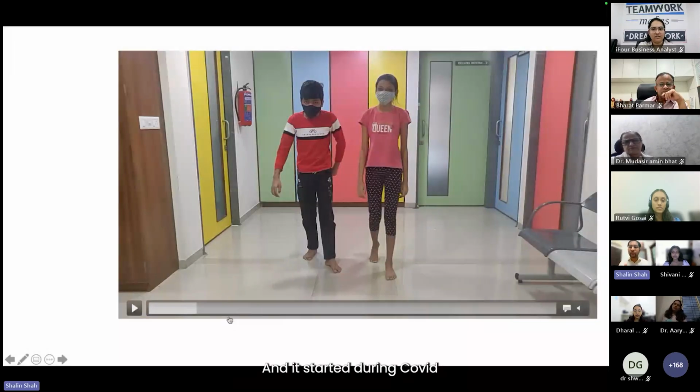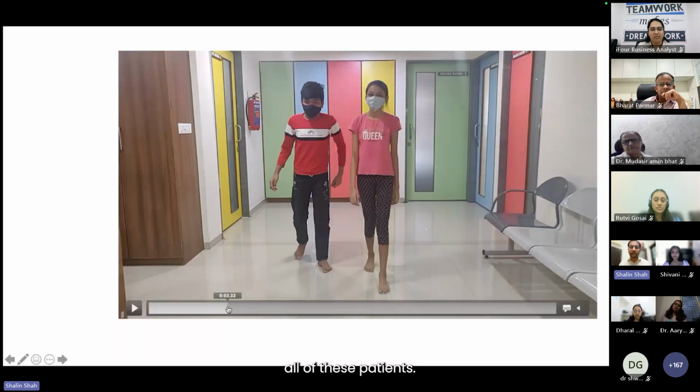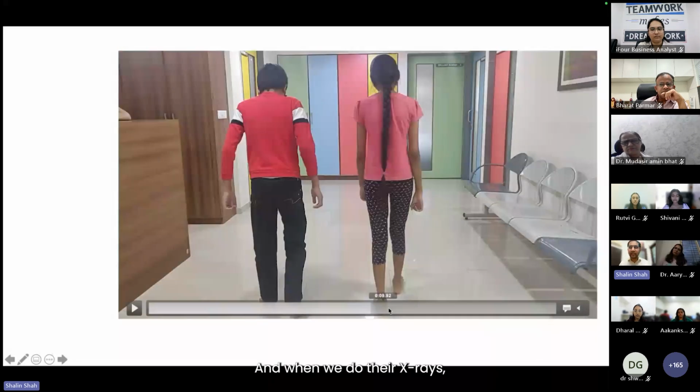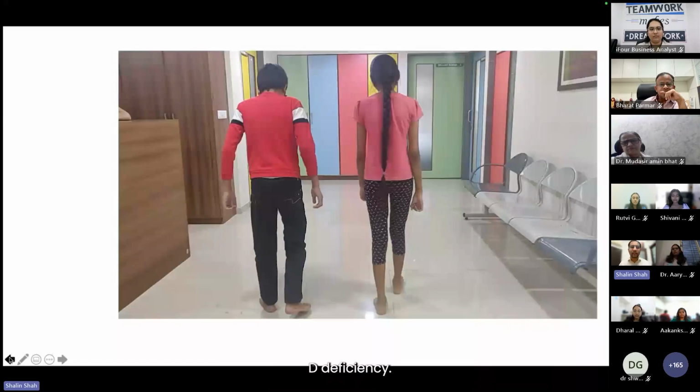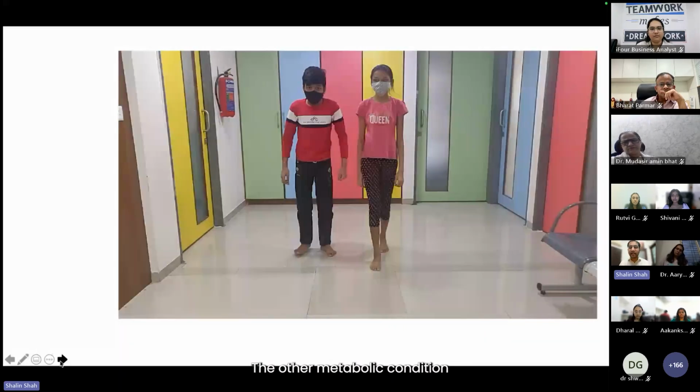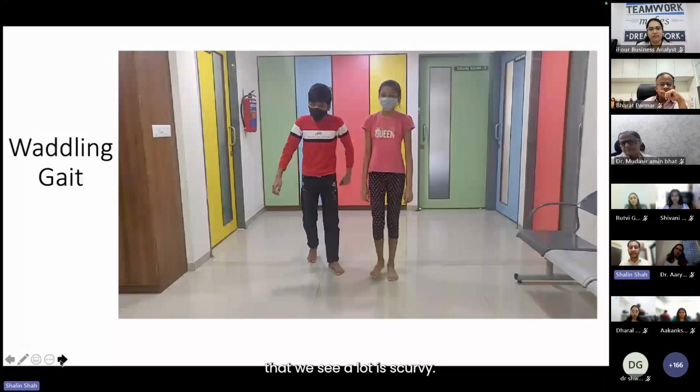And it started during COVID, and we are still seeing all of these patients, and they have this antalgic, waddling gait, and when we do their x-rays, they do show some sign of vitamin D deficiency, and the blood work shows that as well, and they improve a lot with just supplementation of the vitamin D. The other metabolic condition that we see a lot is scurvy.